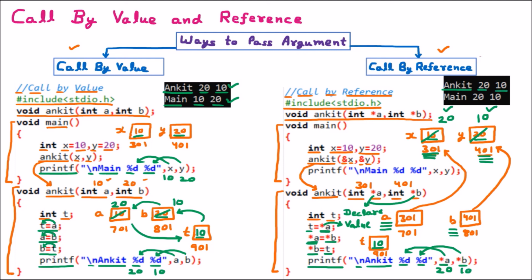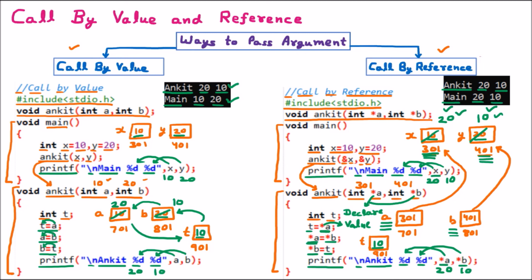Now afterward, the function is complete. We go back to main. printf prints on the screen \n for the new line, main. In the main, we have %d and %d. Take the value from x and y. And the value of x is already updated by the pointer. So here the value is 20 and the y value is 10. So here we can see main 20 and 10.